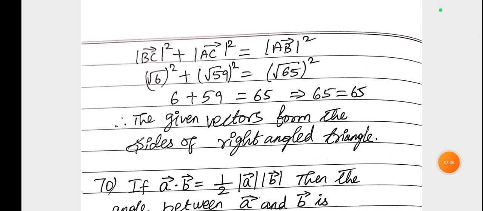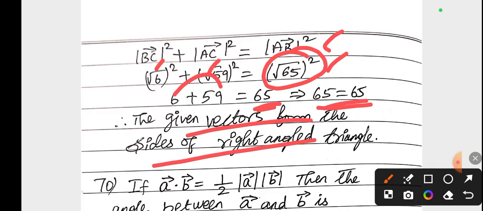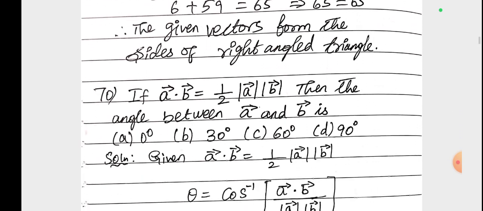Then we can use the Pythagoras theorem. Sir, how do I know the hypotenuse? Take the bigger number separately. It's not always AC square equals AB square plus BC square. Bigger one separately, the balance two square and add. 6 plus 59 is 65. 65 equals 65. So the vectors form the sides of a right angle triangle. This type of 2 mark or 3 mark question you can expect.